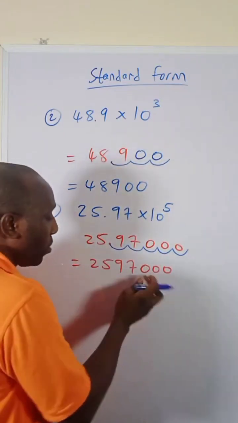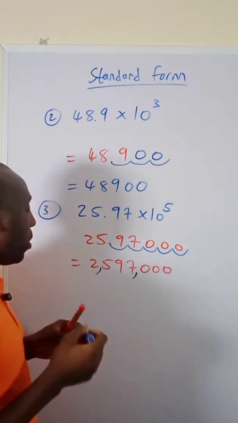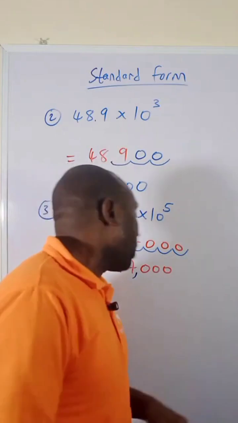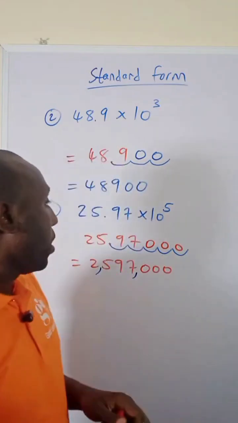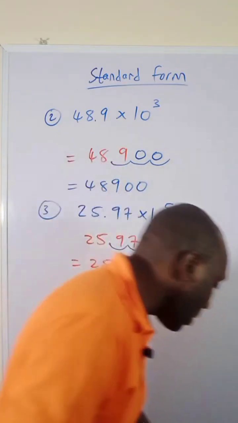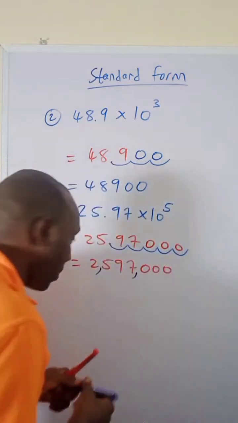Let's even say this in words. 1, 2, 3, put a comma here. 1, 2, 3. This is 2,597,000. Yeah, 597,000. Okay, so this is it. Let's move on, guys.